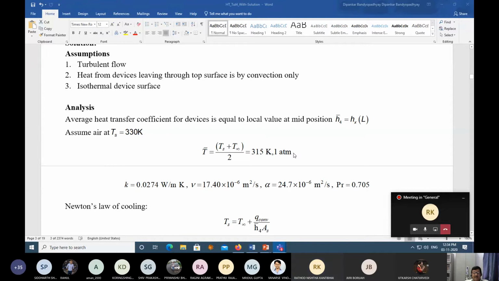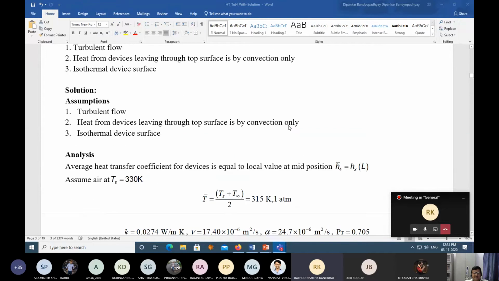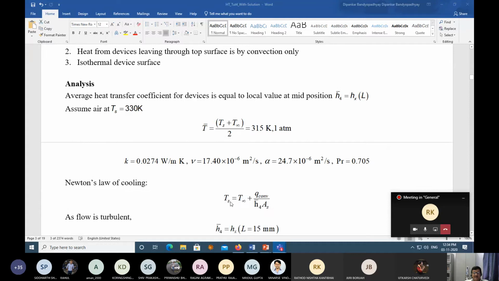So first you have to apply Newton's law of cooling, right? Newton's law of cooling gives Ts minus T infinity, where T infinity is the free stream temperature, and then you have Q convection equal to h bar As. Yes, heat convection is equal to h As into delta T.